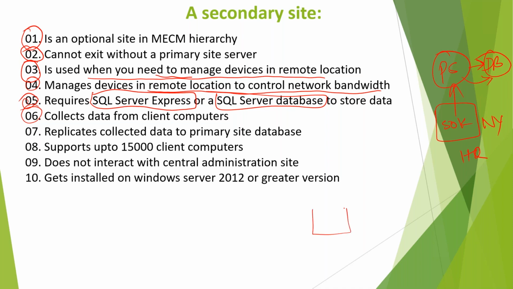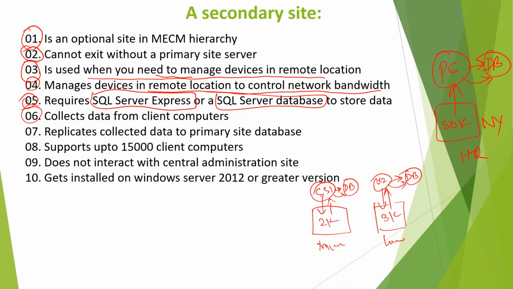Now what about the devices in Mumbai and the devices in London? So 2,000 devices and 3,000 devices. So we need a secondary one here, which will be managing devices, and secondary one will have a database. So it's going to store the data of these 2,000 devices in this database. Then you will have secondary site 2, which will also have a database. It's going to collect the data from here and store it in the database.